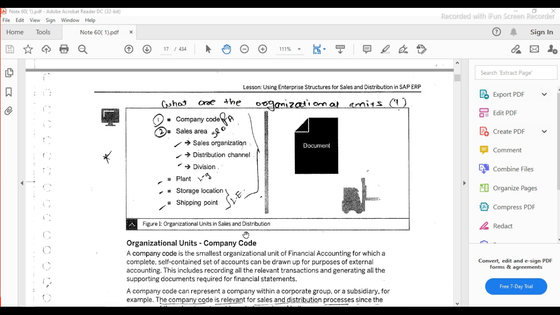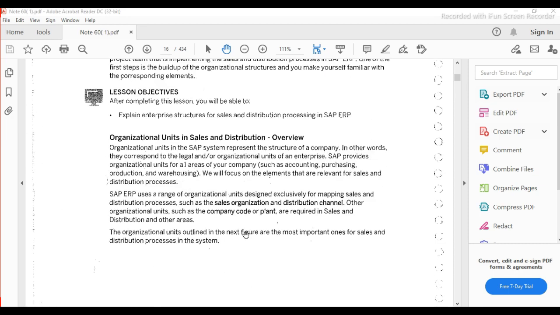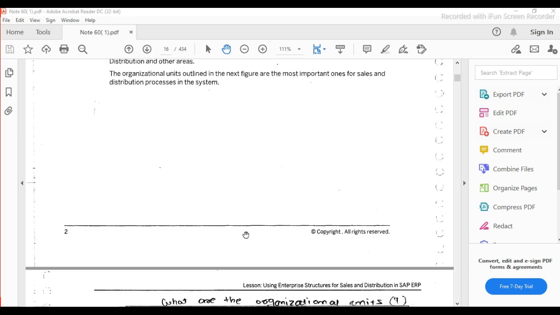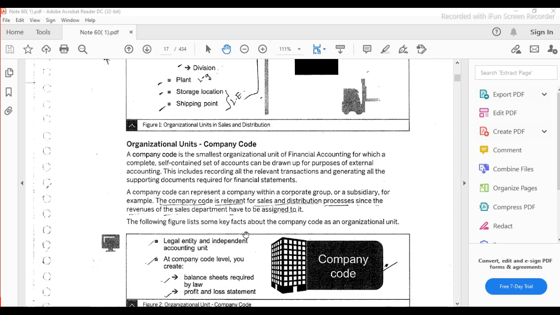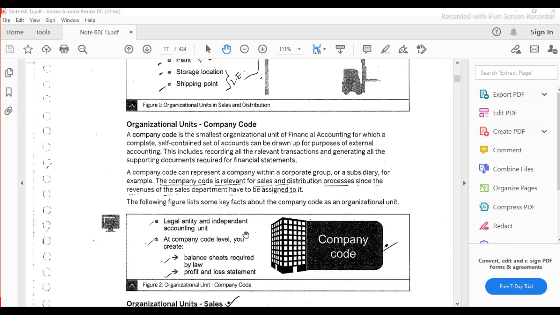This is the overview of the organization units. Now we will study all the org units one by one. The first one is the company code. What is a company code? A company code is a legal entity and an independent accounting unit. At company code level we prepare reports like the profit and loss statement and the balance sheet, and the company code is the highest organization unit on the financial side.